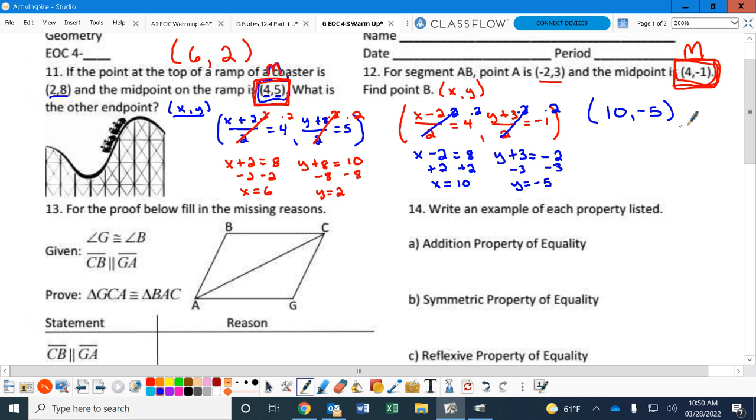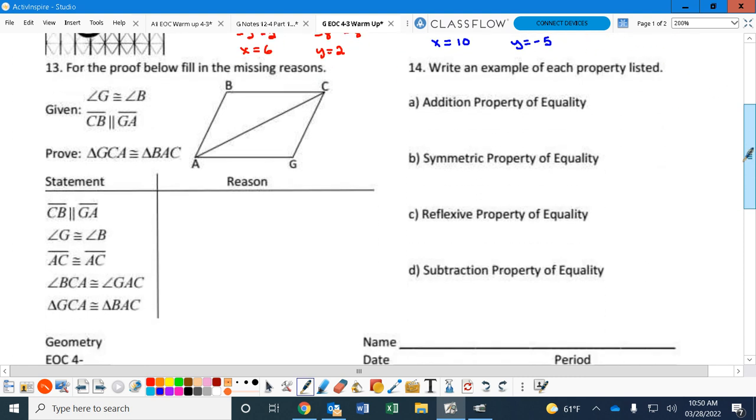Okay, here we go. The bottom ones, this is a proof. This is going to be proving triangles congruent. Guys, to prove triangles congruent, there are 5 ways to do it. I'm going to give you the first one. Side, side, side. Give me another one. Side, angle, side. What was it? Angle, side, angle.